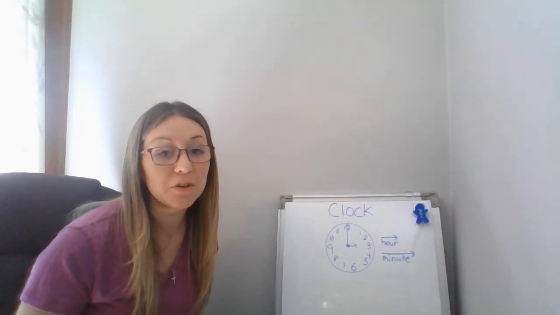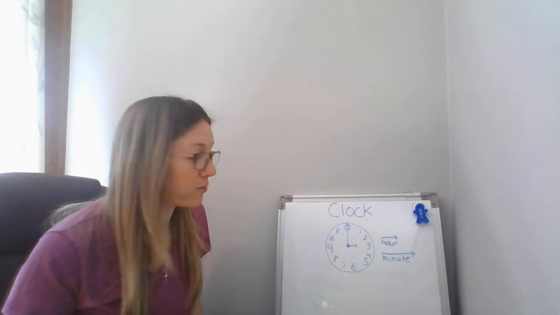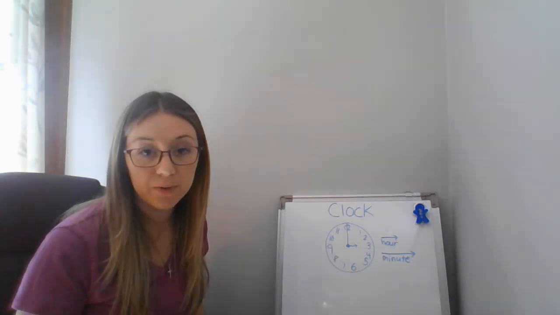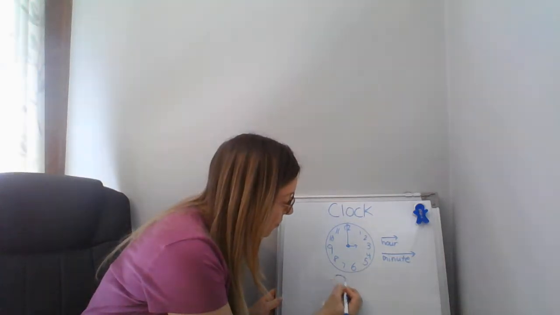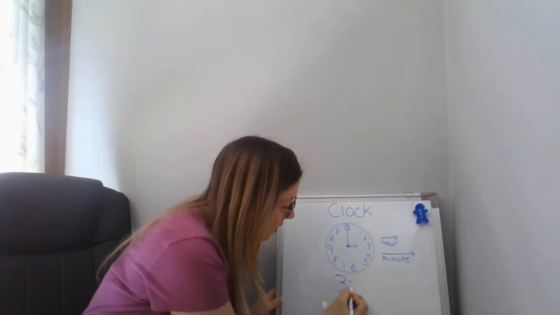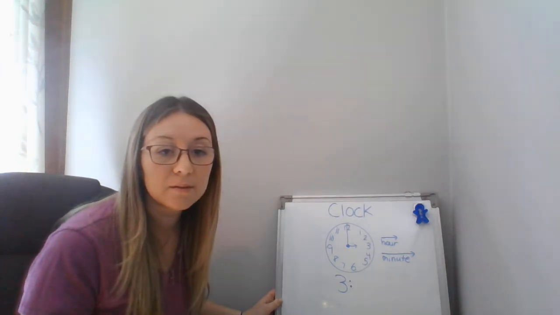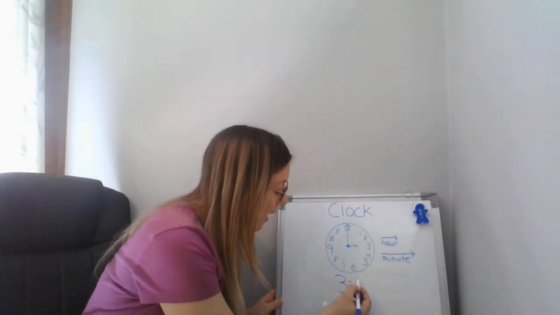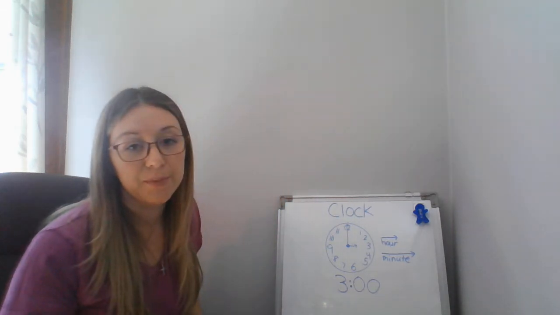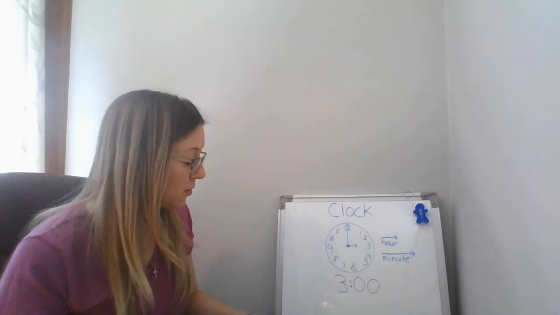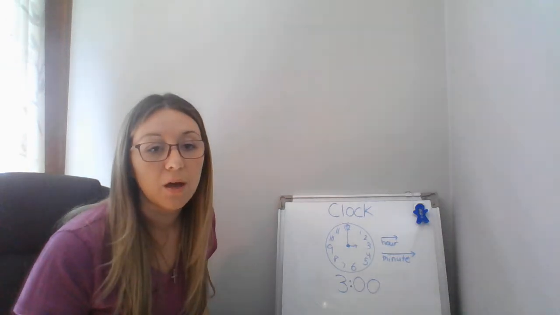Now I just want to show you how to write that. So we always write our hour first, just like we read it. We say the hour first, we write the hour first. So I would write 3, and I put a colon there, which is 2 dots. And then o'clock is 0, 0. It means 0 minutes have passed. So this is how we write 3 o'clock.